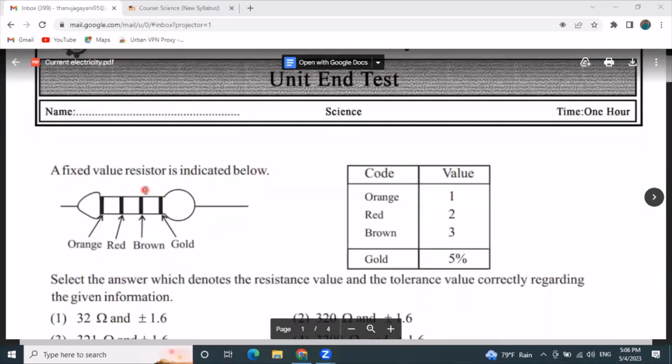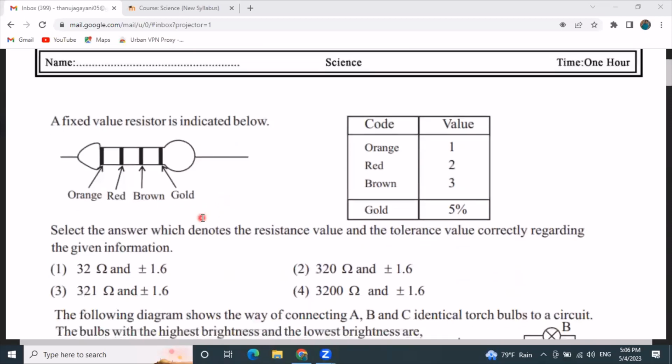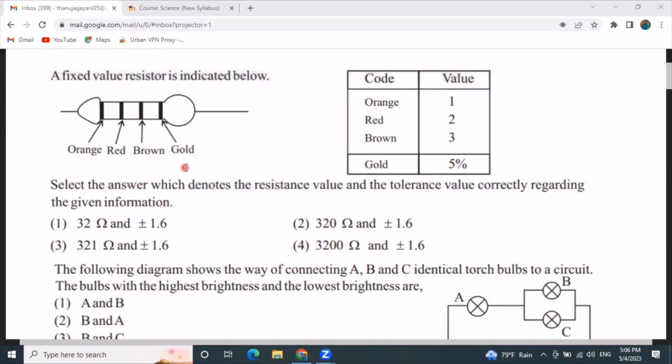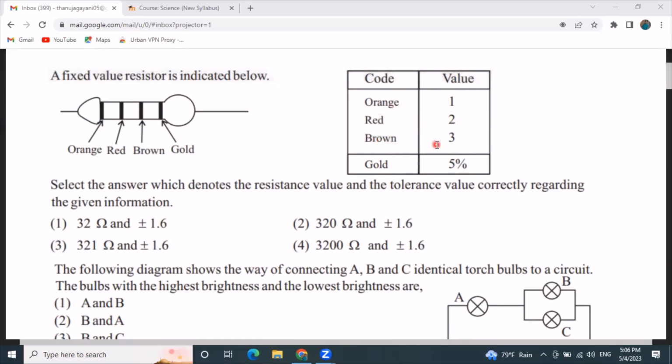First question: a fixed value resistor is indicated below. They have given us a resistor with a 4 color code. The first color is orange, the second color is red, the third color is brown, and the fourth color is gold. The value of orange is 3, red is 2. It's not brown, here is black. Black is 0.